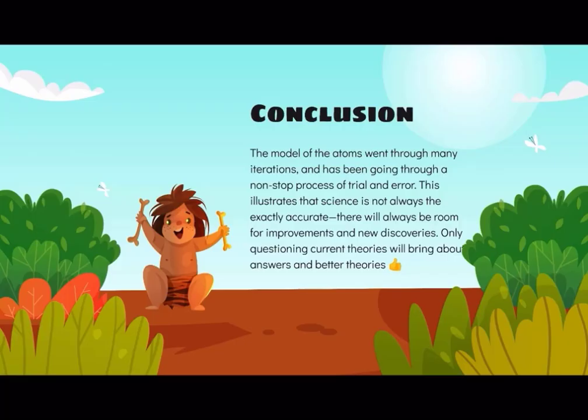In conclusion, the model of the atom has gone through many iterations, illustrating that science is not always exactly accurate, and there will always be room for improvements and new discoveries.